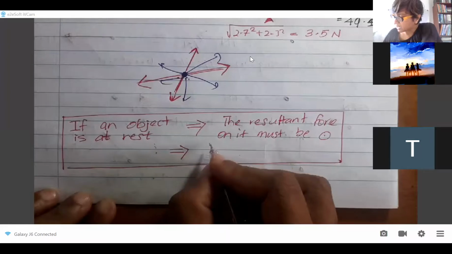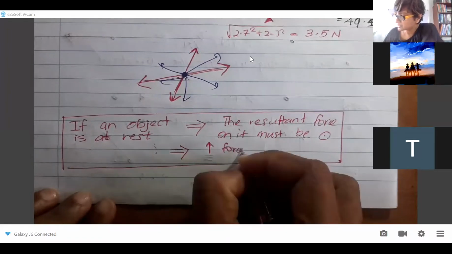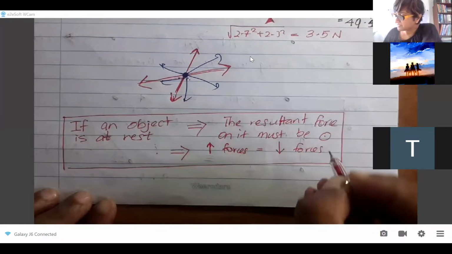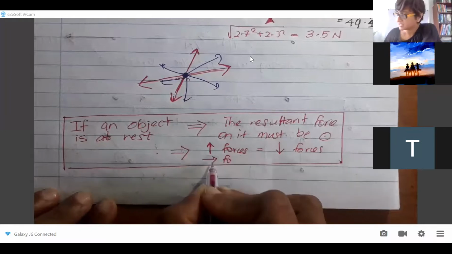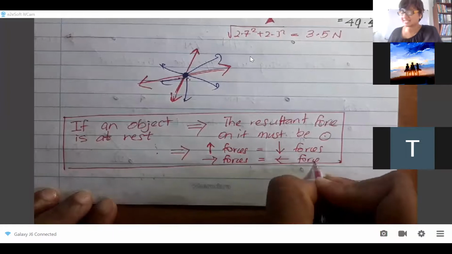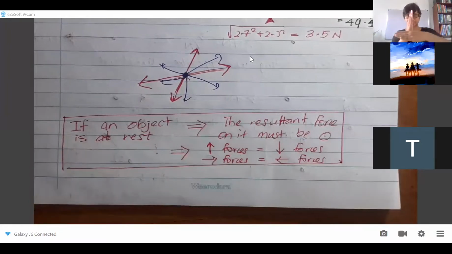upward forces must equal the downward forces, and rightward forces must equal the leftward forces. What I'm just saying here is that I have taken two directions, but along any line, the total acting in a certain direction must balance the total acting in the opposite direction if the net is 0. And that is true along any line. Just think about that. You really need to think about that to really appreciate what I just said.